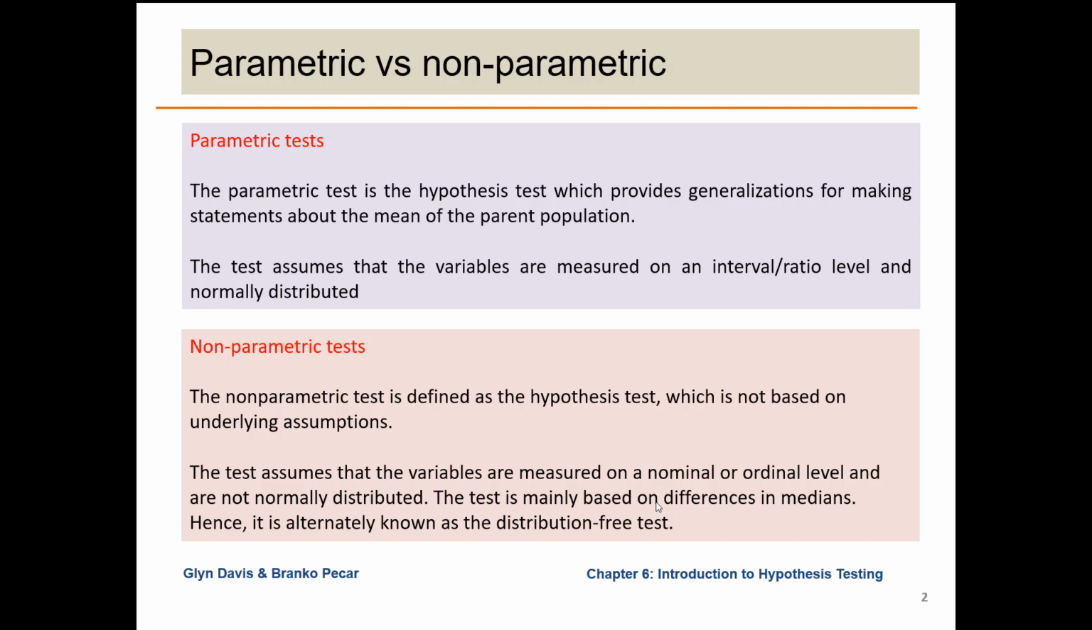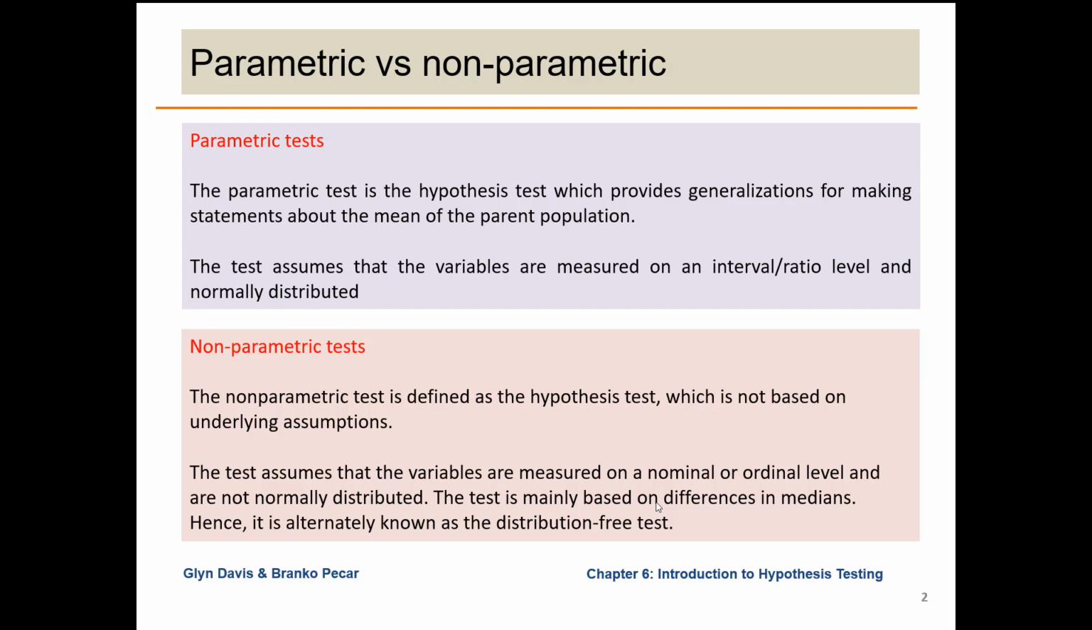So parametric tests. The parametric test is the hypothesis test which provides generalizations for making statements about the mean of the parent population. Notice the word mean. We calculate our average using the mean. The test assumes that the variables are measured on an interval or ratio level and the variables are normally distributed. Now, if they're not normally distributed, so your variable data is heavily skewed, then you should use a non-parametric test.